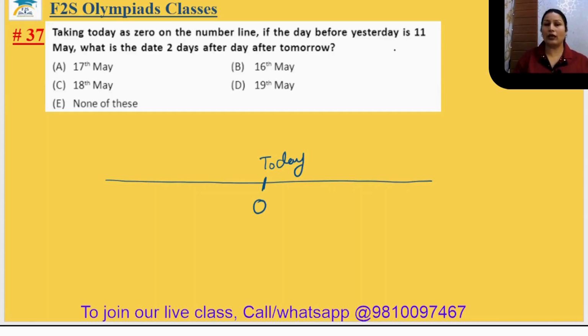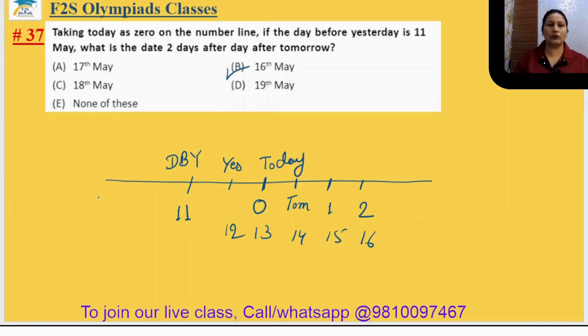If the day before yesterday is 11 May, then yesterday is this, and this is your day before yesterday, 11 May. Then what is the date 2 days after the day after tomorrow? This is your tomorrow, then 1 day and 2 day. From 11 it is 12, 13, 14, 15 and 16. It should be 16th May. 37th answer is option B.